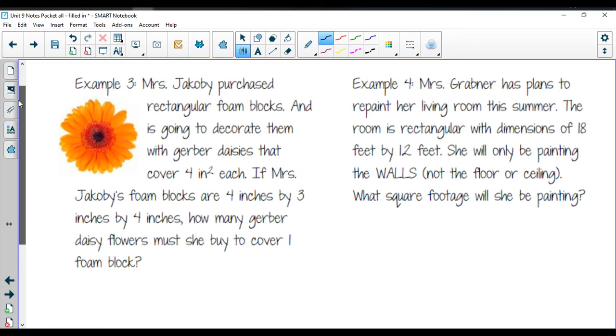In example number 3, Mrs. Jacoby purchased rectangular foam blocks and is going to decorate them with Gerber daisies that cover 4 square inches each. If Mrs.